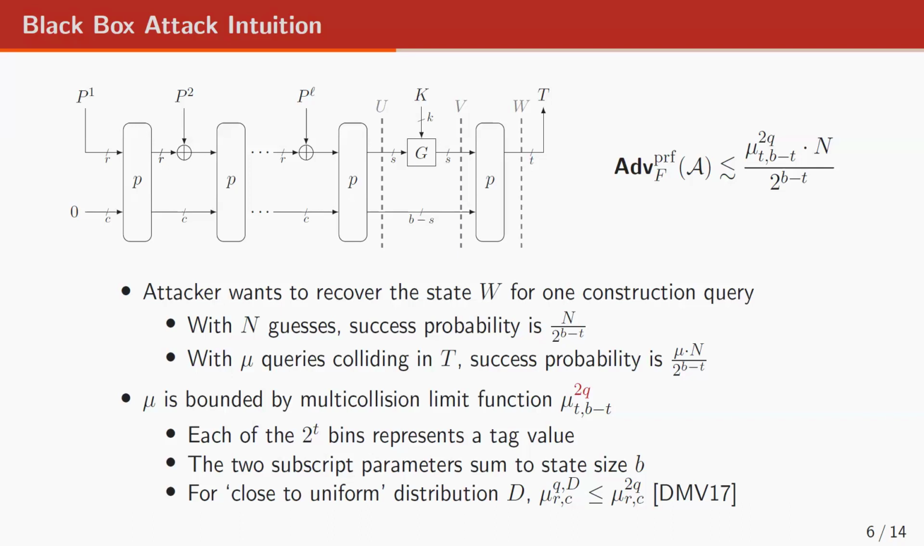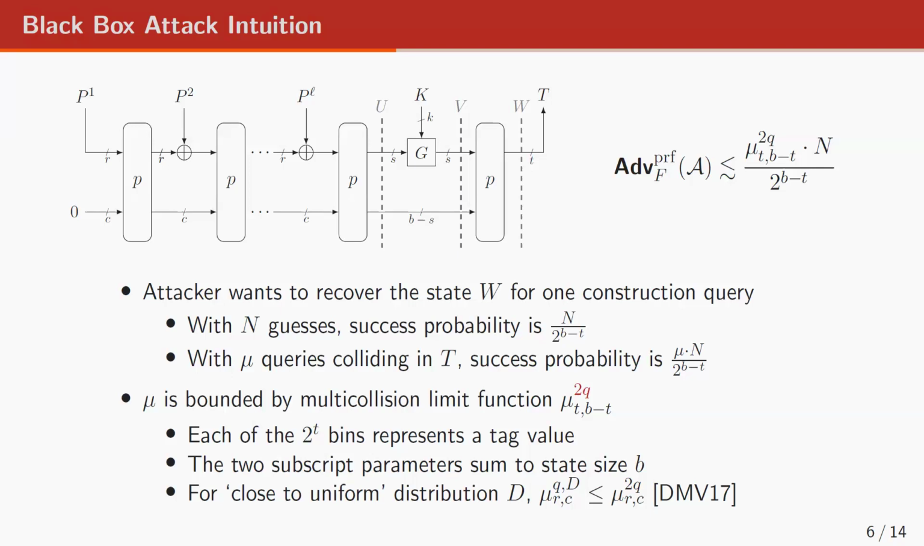But then the factor 2 is needed because in this scenario, the balls are not thrown uniformly with replacement, as is the case in the definition of the multi-collision limit function. But the distribution is very close to this. So then we use the result by Daemen et al., which states that for a close to uniform distribution D, the fullest bin in the balls and bins experiment where Q balls are thrown according to distribution D is at most as full as the fullest bin in the balls and bins experiment where 2 Q balls are thrown uniformly with replacement.